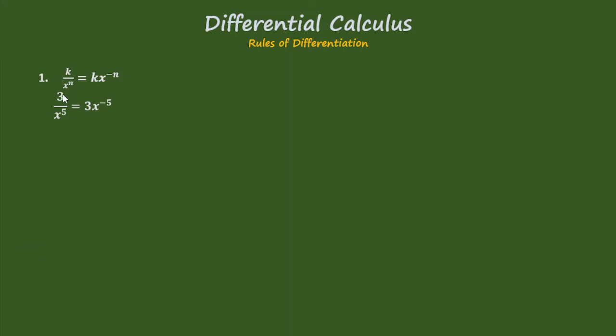If you look at it, I have 3x to the power 5. Now for me to be able to use the general rule for differentiation, I need to simplify this into 3x to the minus 5.